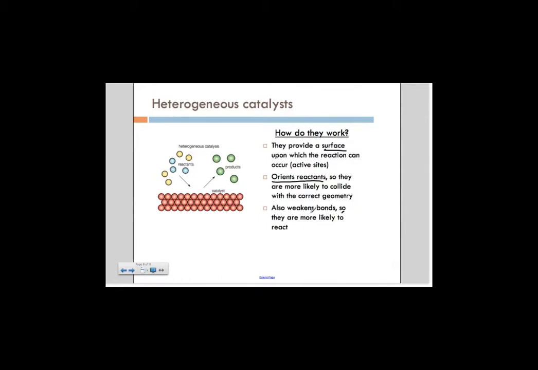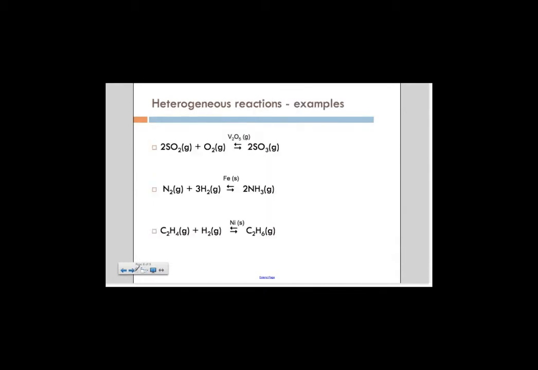Okay. In addition, when those reactants bind to the surface, that can also weaken the bonds within the reactants, and then that makes them more likely to react as well. So these two key features are ones that you're going to want to keep in mind as you're thinking about how a heterogeneous system works.